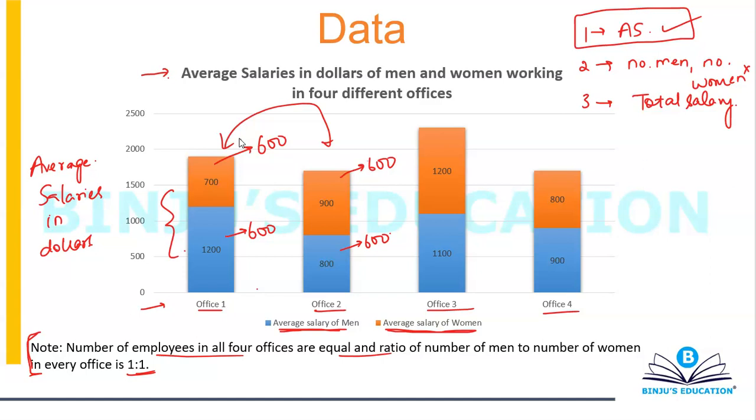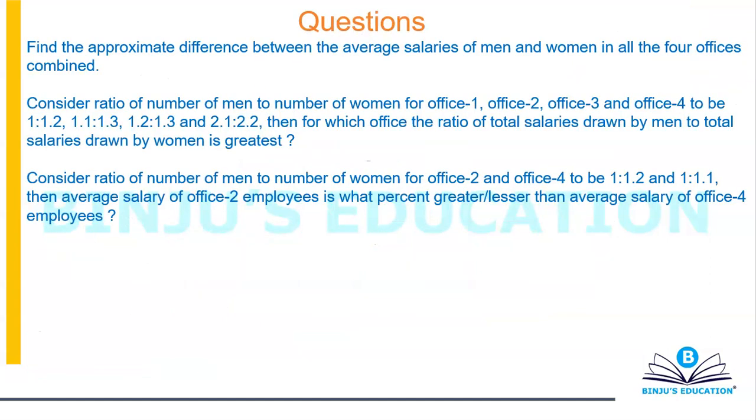All right, anyways, let's move on to the questions. Let's see what kind of questions we have, so accordingly we can proceed forward. All right, so the first one. I've made the question slightly difficult because the data set was very easy, so there's no point in doing easy questions. The first one is: find the approximate difference between the average salaries of men and women in all four offices combined.